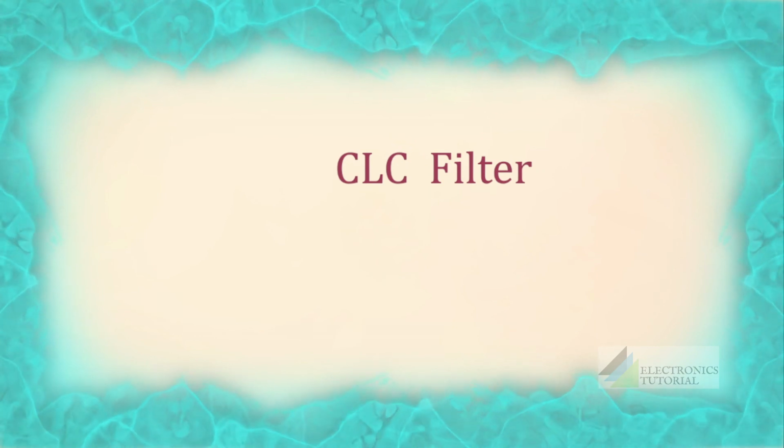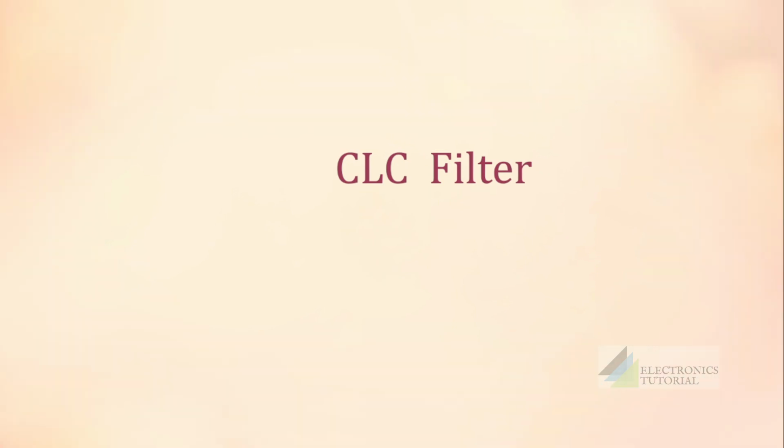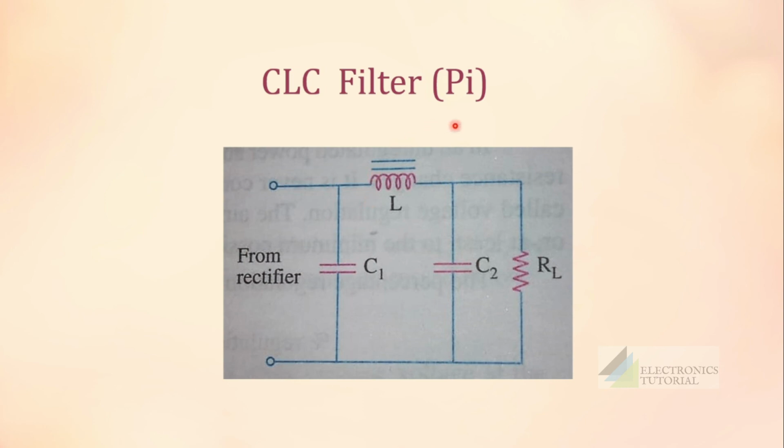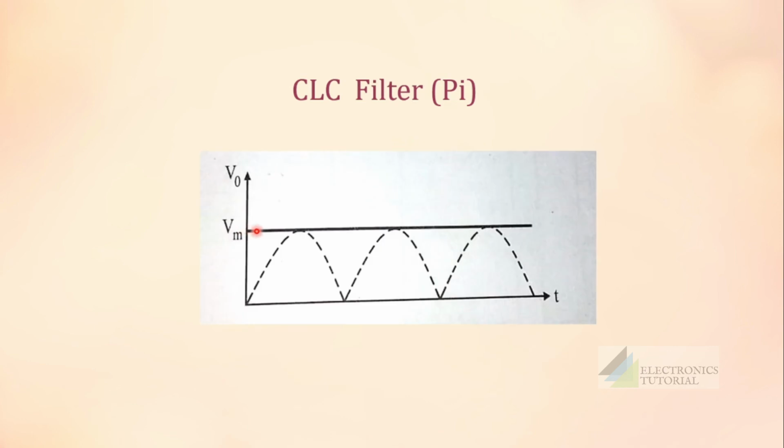Let's discuss one more category, the CLC filter. The CLC filter has another name, the pi filter. Here C, L, C are connected, resembling the shape of pi. We can see this circuit gives much better filtering than the LC circuit. The major portion of the filtering is done by C1. It is selected to offer low reactance to the ripple frequency. And most of the remaining ripple is removed by the combined action of L and C2. Here we can see that the output resembles a perfect DC.